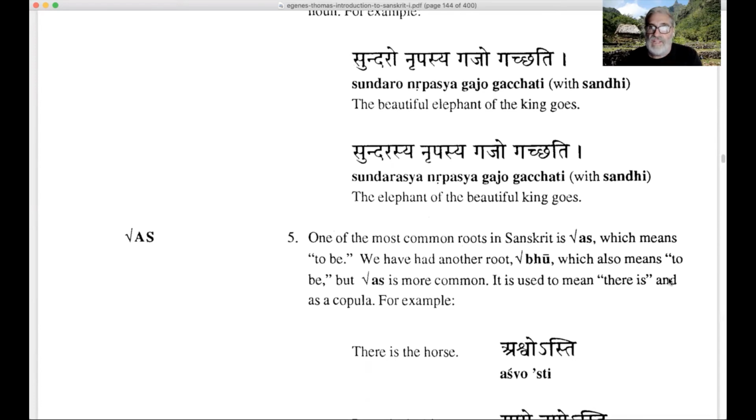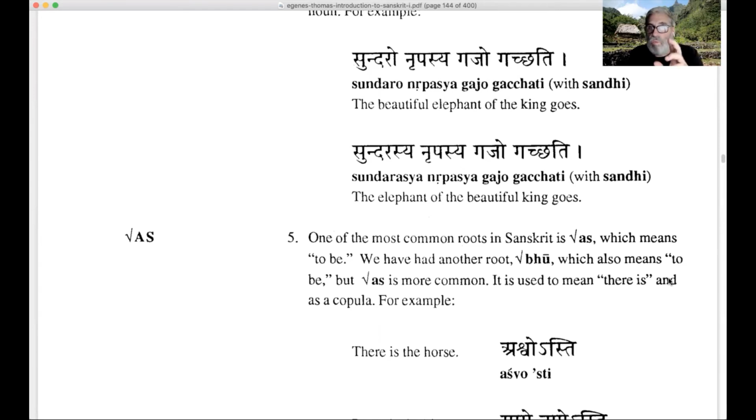Sundarasya is genitive singular. Gajo, breaking the Sandhi, becomes Gajaha, which is nominative singular. So they're not the same case, so they don't go together. Sundara doesn't describe the elephant. It describes the king. Why? Because the king, Nripasya, is in the genitive singular, and Sundarasya is also in the genitive singular.